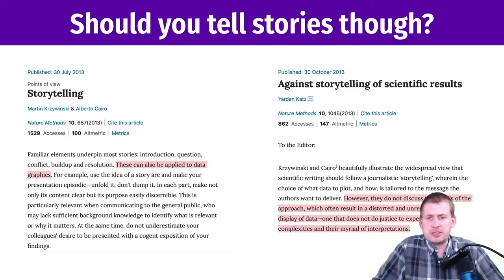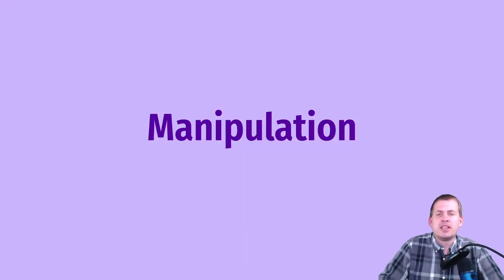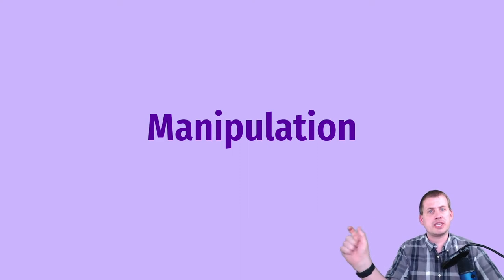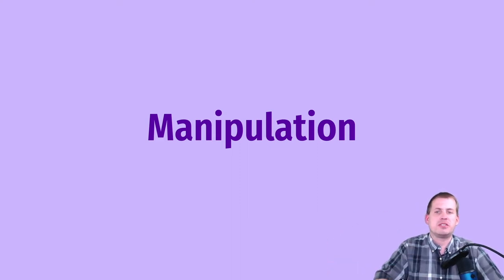So we're going to talk about these four pitfalls here. This is the summary of the four. We'll talk about each in depth here. But the things you want to pay attention to are manipulation, misinterpretation, ethos, and equity, which makes a cool MMEE acronym, I guess. So let's talk about each of these in turn. So manipulation. This is the issue that the Against Storytelling article talked about the most. This was their main concern here.